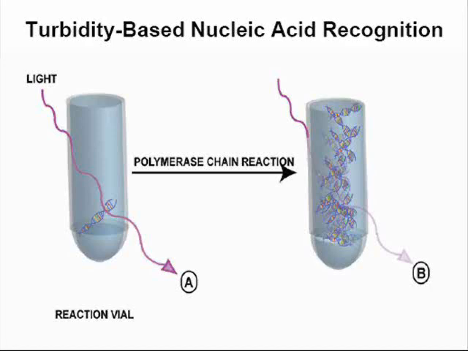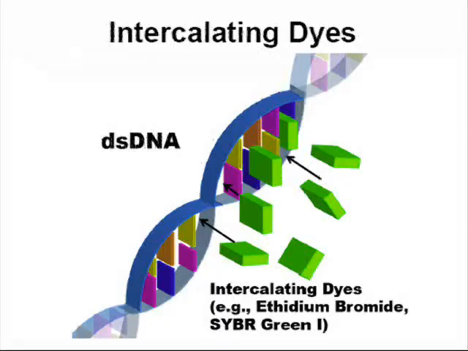However, as stated, it's not very specific. It's really dependent on the primer design, and there's no other way to discern between DNA strands that are potentially similar but different in terms of single base pair polymorphisms.